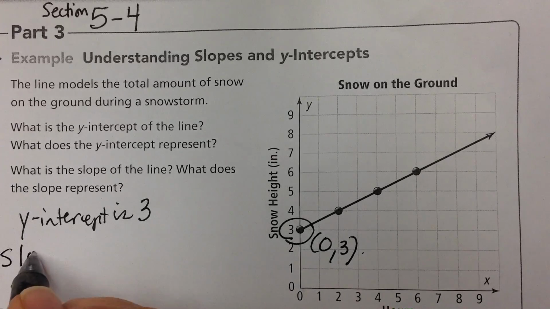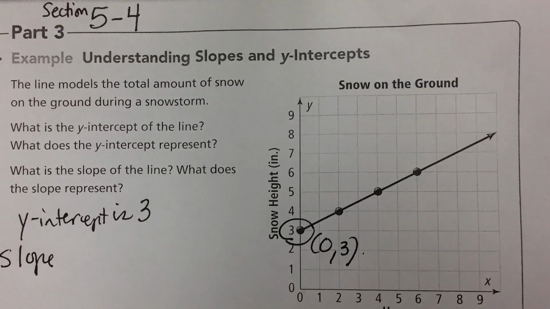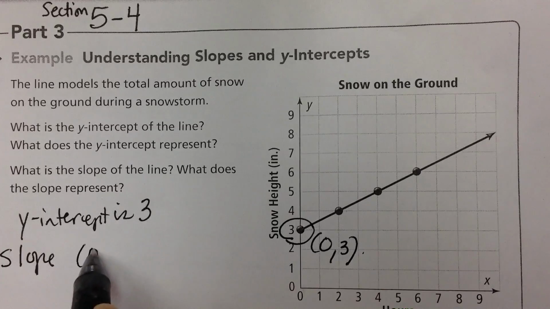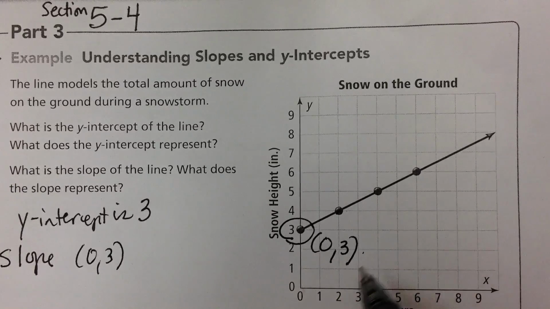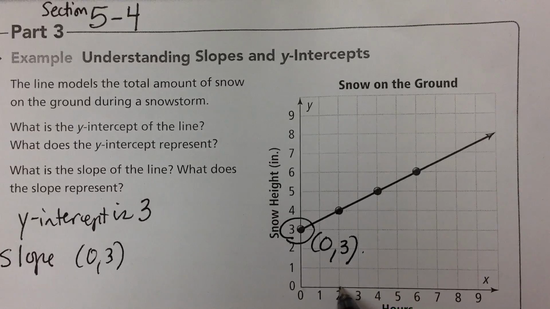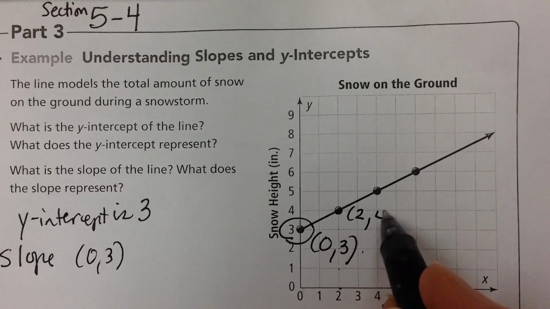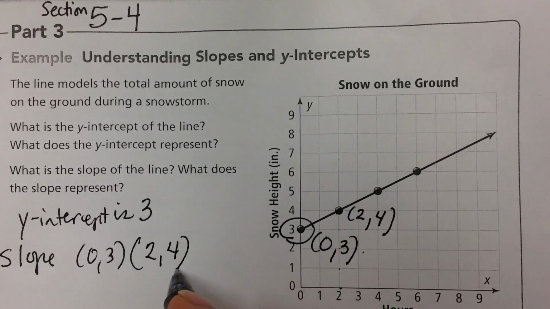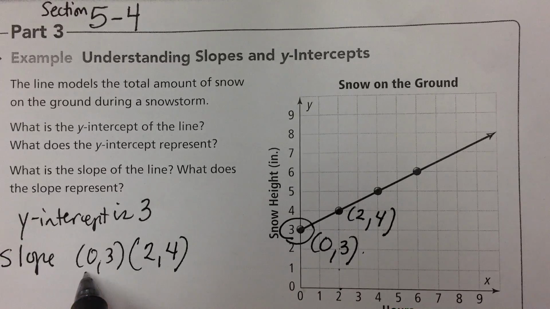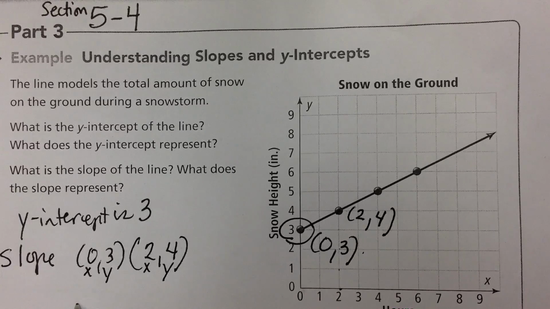Let's determine our slope. To determine our slope, we need 2 points. I'm going to use the first point, (0, 3). Then I'm going to use the second point. The name of the second point would be, 2 over, up 1, 2, 3, 4. So the name of this point is (2, 4). I'm going to use these points and find slope: difference of your y's over difference of your x's, subtracting them.